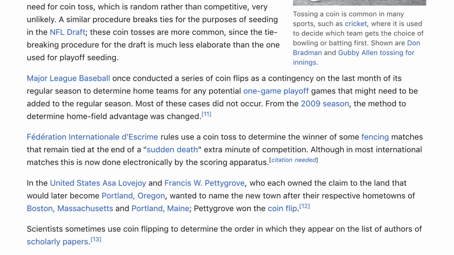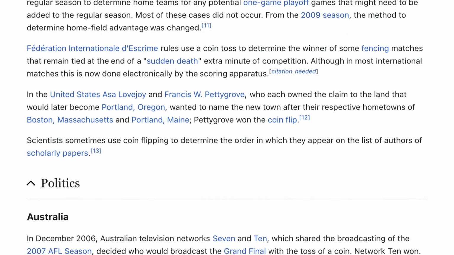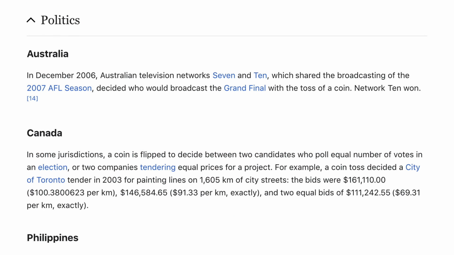Pettygrove, who each owned the claim to the land that would later become Portland, Oregon, wanted to name the new town after their respective hometowns of Boston, Massachusetts, and Portland, Maine. Pettygrove won the coin flip. Scientists sometimes use coin flipping to determine the order in which they appear on the list of authors of scholarly papers. Politics, Australia. In December 2006, Australian television networks 7 and 10, which shared the broadcasting of the 2007 AFL season, decided who would broadcast the grand final with the toss of a coin.